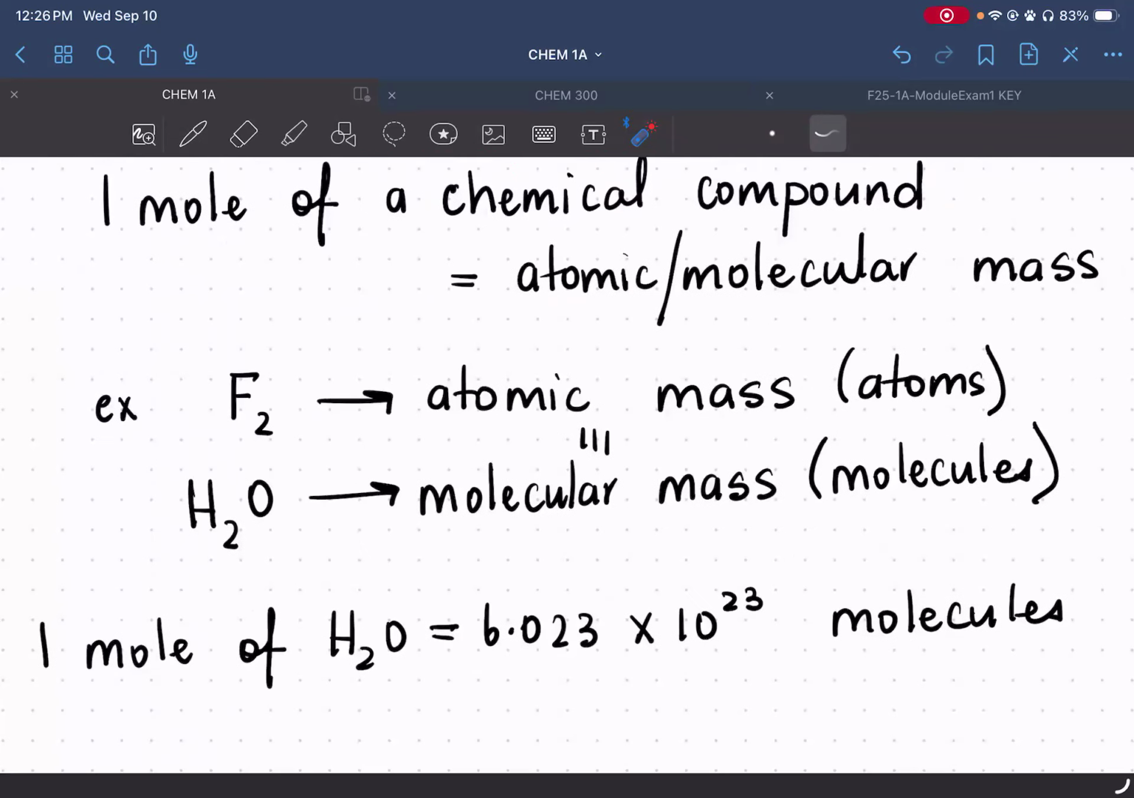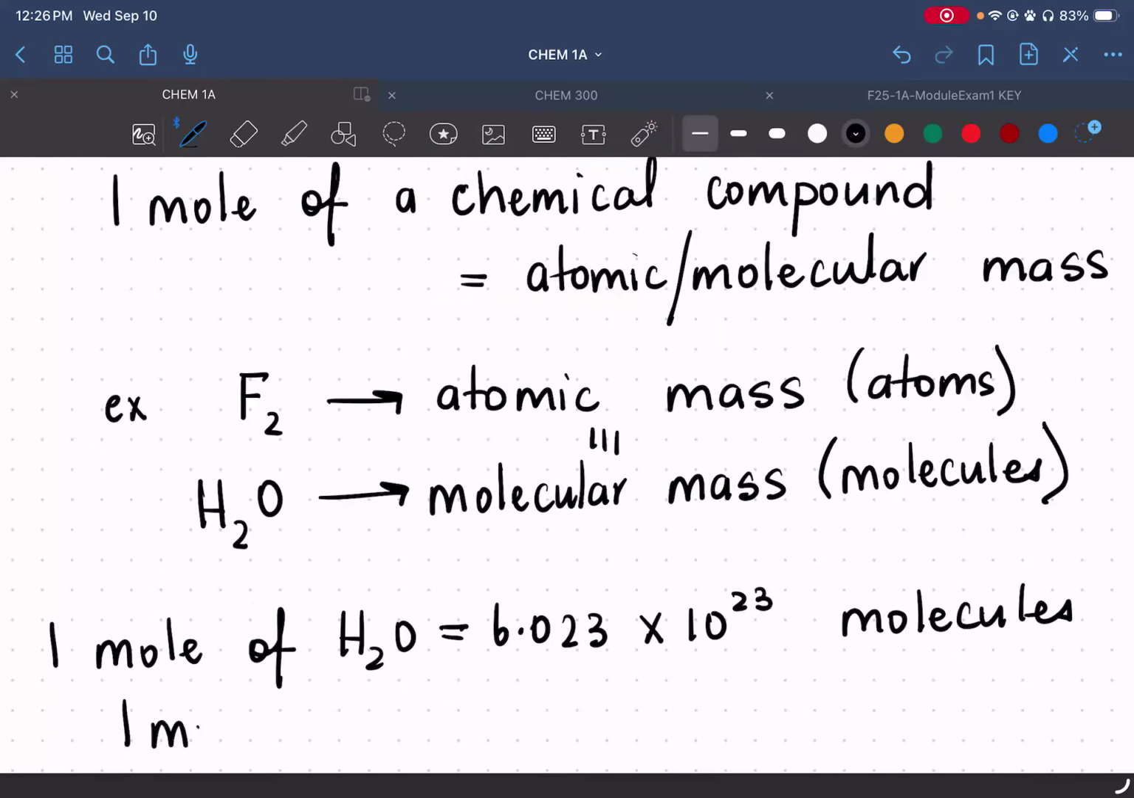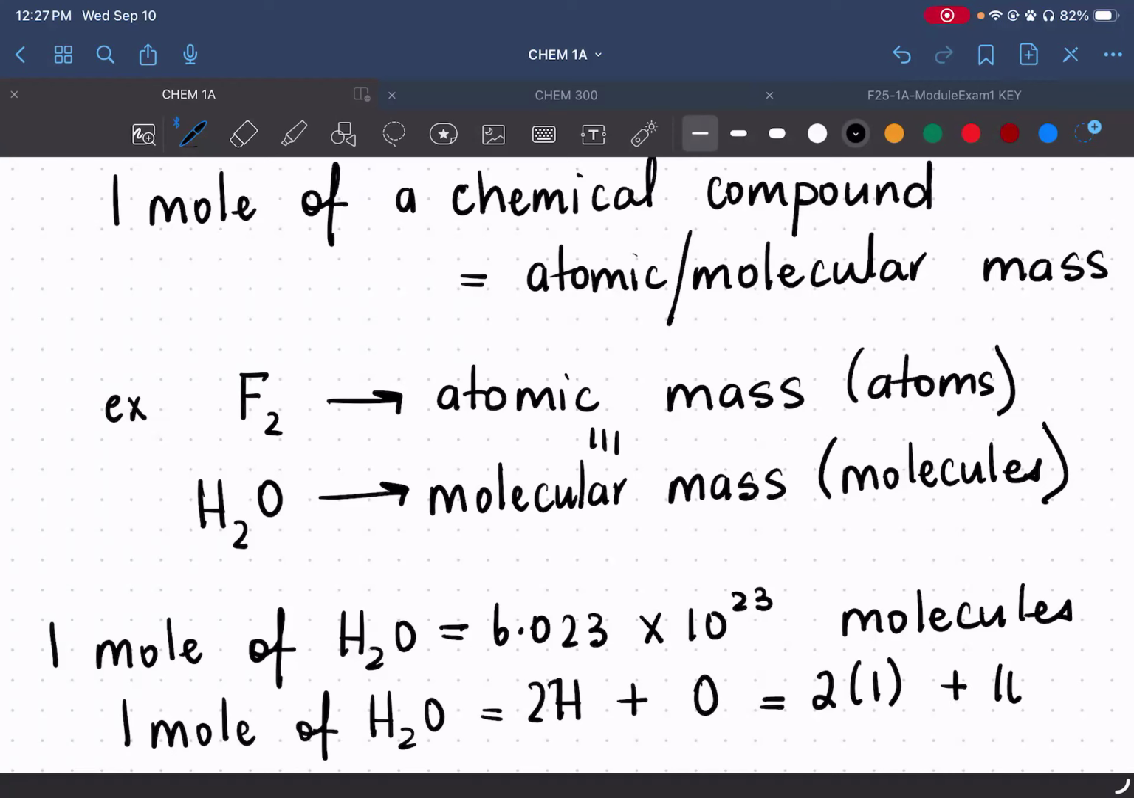And as we just learned, 1 mole of anything is also its molecular mass. So 1 mole of H2O is equal to the atomic mass of hydrogen, of which there are 2, added to the atomic mass of oxygen, of which there is 1. Looking at our periodic table, the atomic mass of hydrogen is approximately 1. The atomic mass of oxygen is approximately 16. This is how we're able to say 1 mole of water is approximately 18 grams.